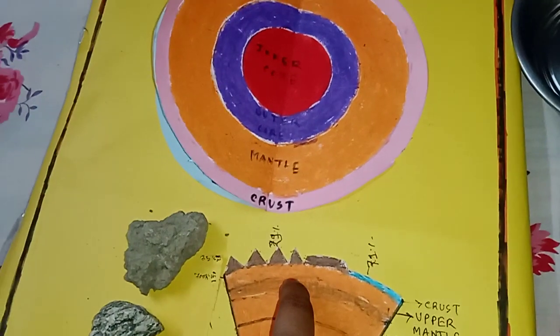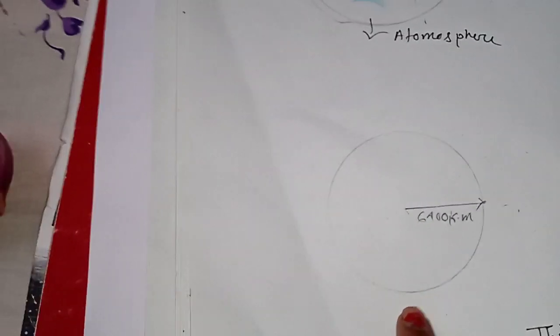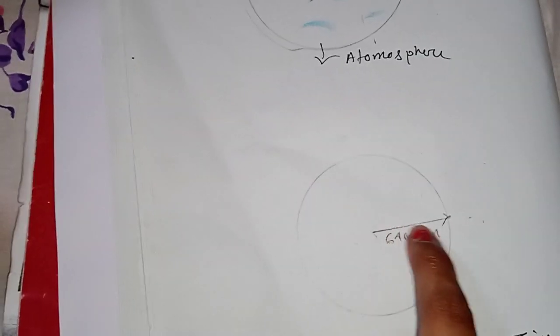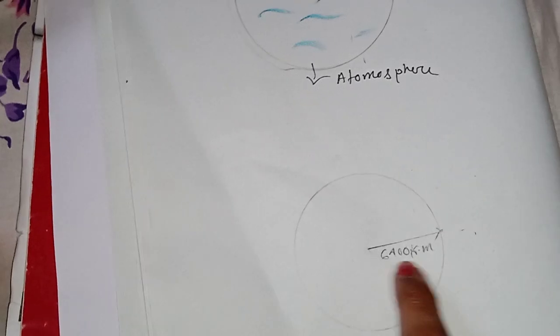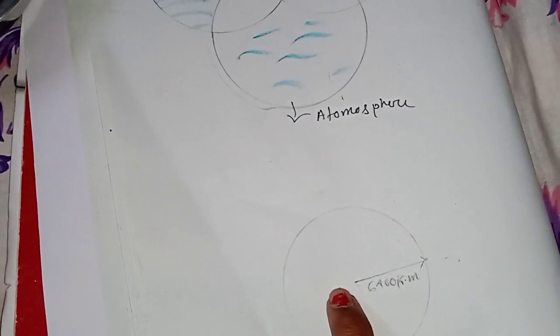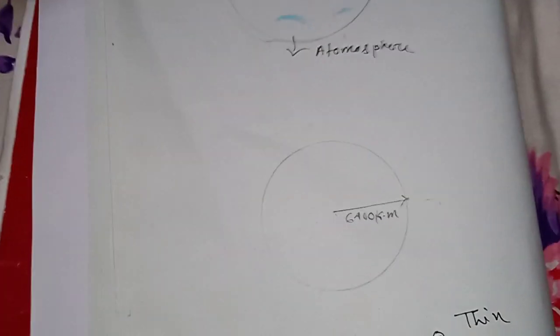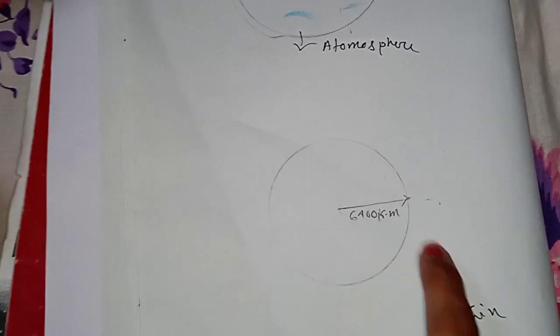Next, the interior of the earth. The earth is a huge sphere with a radius of about 6,400 km. So, what is radius? When we draw a line from the center of the circle to any part of the circle, it is known as radius. So, what is the radius of the earth? Exactly, you are right, 6,400 km.